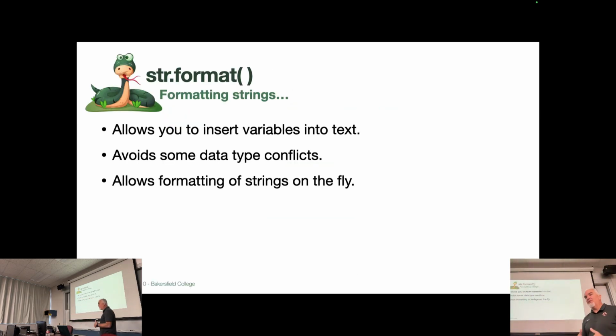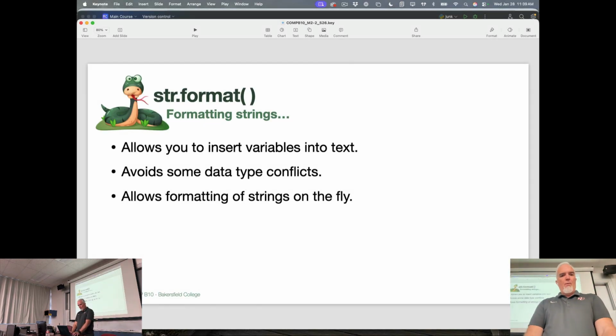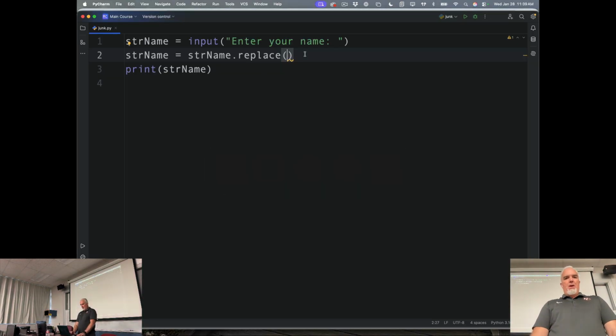Someday you might be reading something, you see string.format, you need to know what it is and what it means. But it allows you to insert variables into text. So why does that matter? Remember when I told you that you could add a string plus a string and it just smushes them together? That's convenient.